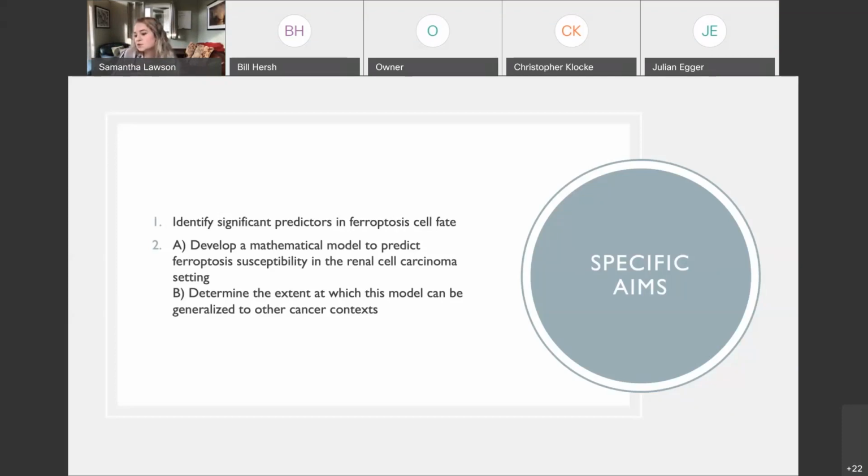And then, two, develop a mathematical model to predict ferroptosis susceptibility. And again, emphasis on this mathematical prediction, so that we're not using a granular system. We're trying to create a more fine-tuned prediction method. And then determine the extent to which this model can be generalized. Kind of see if we can apply it to a different context, and if we can't apply it, where are those limitations?